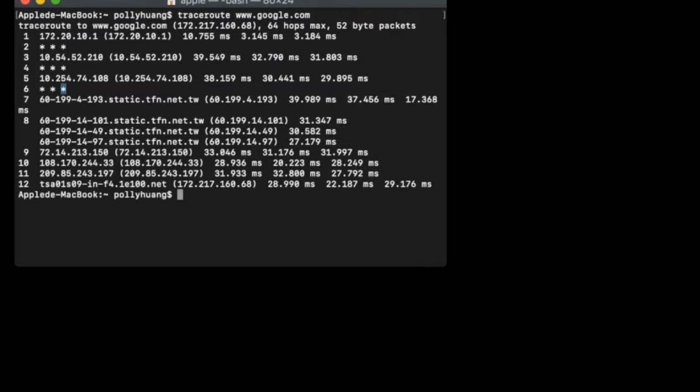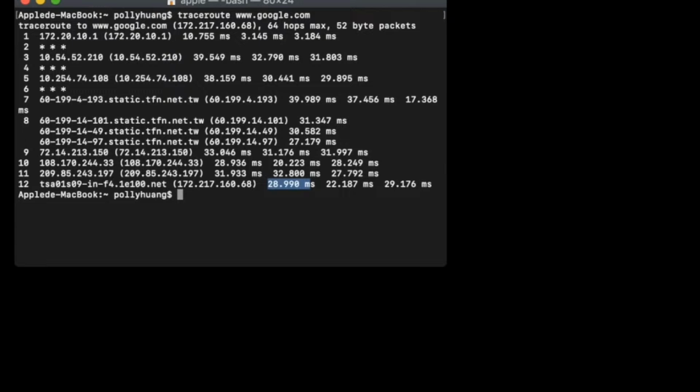Okay, good. Finally, we reached www.google.com. But the name is actually quite different, TSA something. Interesting. And the end-to-end round trip delay to www.google.com is about 20-something milliseconds.